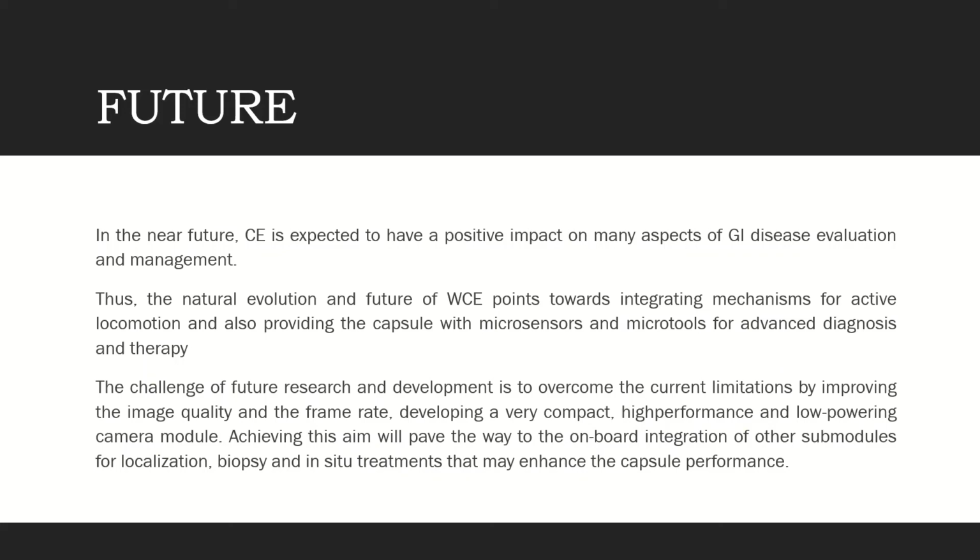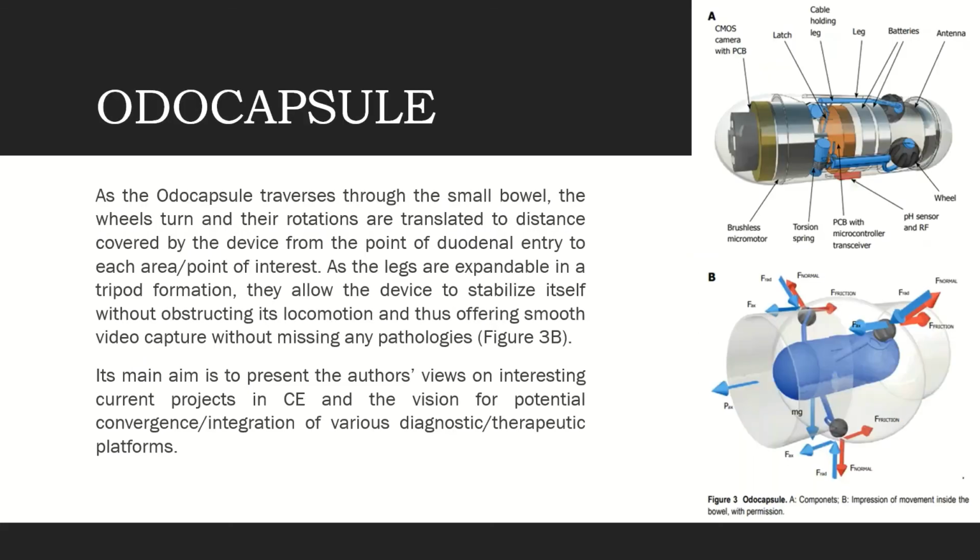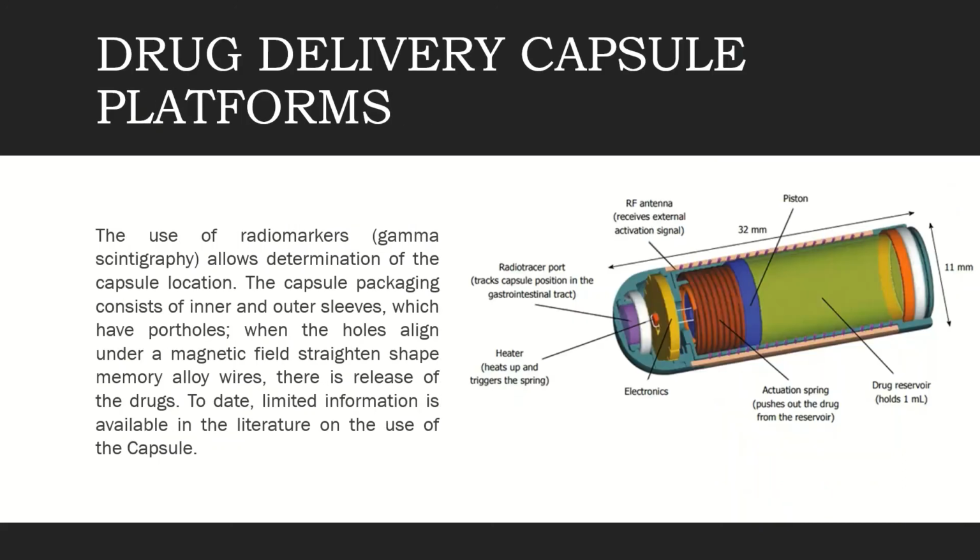We will look at some prototypes of capsules which have not yet been made but are planned for the future. Firstly, the Odo capsule. As the Odo capsule traverses through the small bowel, the wheels turn and their rotations are translated to distance covered by the device from the point of duodenal entry to each area of interest. Its aim is to present the authors' views on interesting current projects in capsule endoscopy and a vision for potential convergence of various diagnostic platforms and drug delivery capsule platforms.